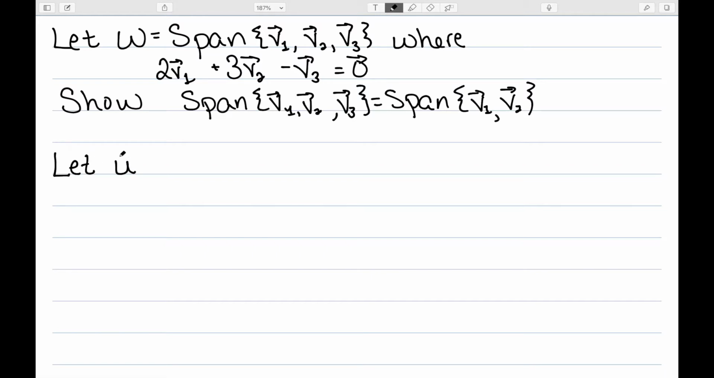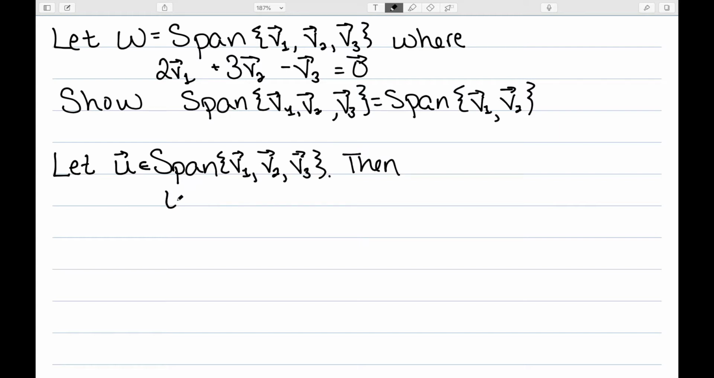We're going to start by letting a vector u belong to the span of V1, V2, V3. So I'm going to take a random element of this span, and I need to show that it is inside of the second one, so that everything inside of this span is inside of the second one. The fact that u is in here tells me I can write u as C1V1 plus C2V2 plus C3V3 by definition of u being in the span.